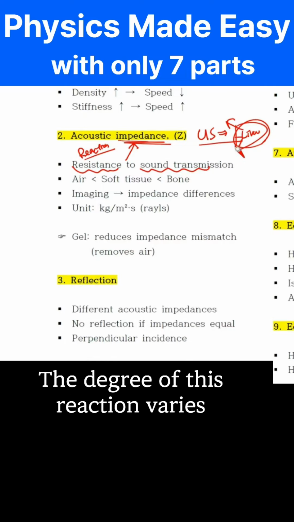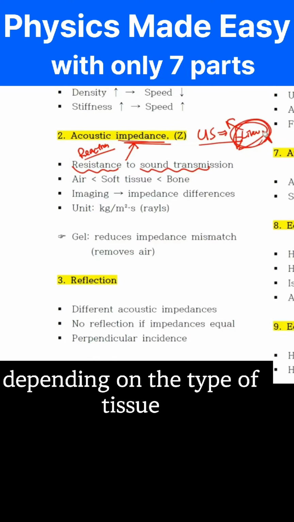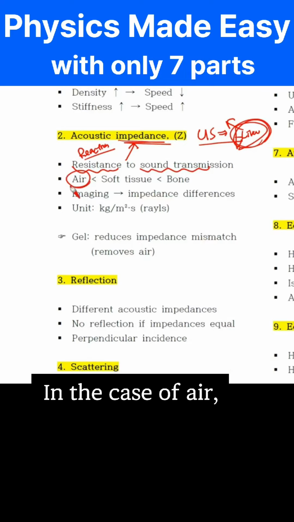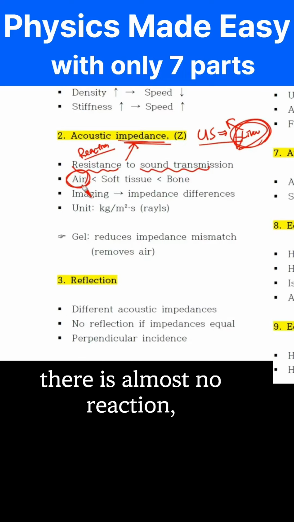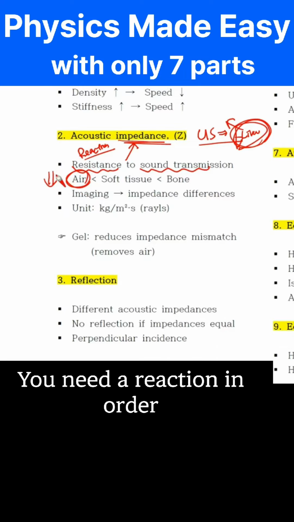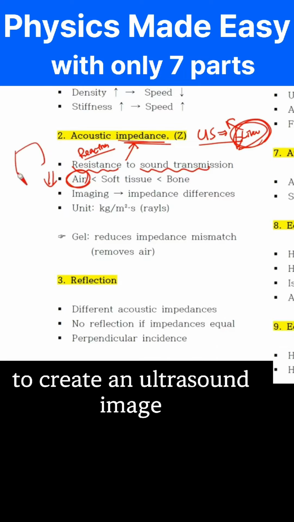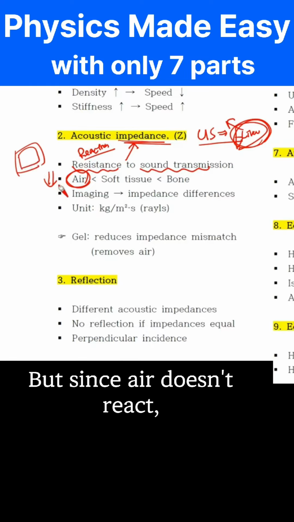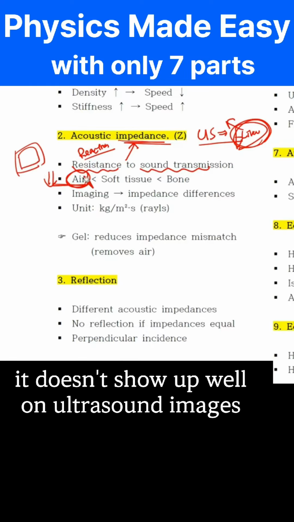The degree of this reaction varies depending on the type of tissue. In the case of air, there is almost no reaction. So you can say that air has the lowest impedance. You need a reaction in order to create an ultrasound image. But since air doesn't react, it doesn't show up well on ultrasound images.